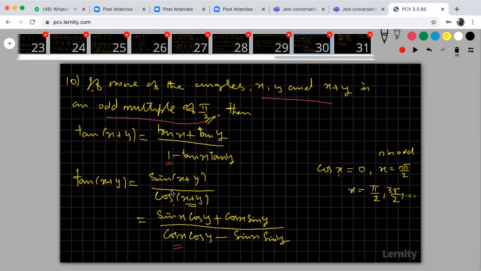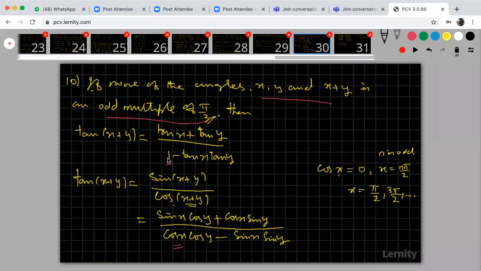Right, now you can take it as sin of x plus y is sin x cos y plus cos x sin y. The denominator is cos x cos y minus sin x sin y. Okay. Now look at the right hand side. This is my right hand side. So for this right hand side, look at the denominator first.